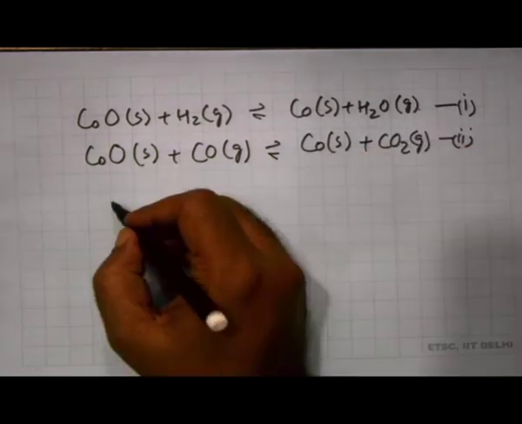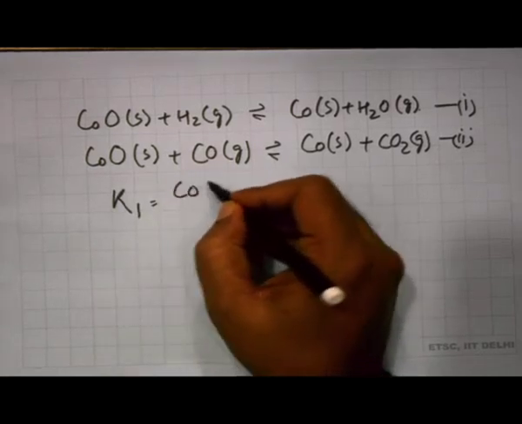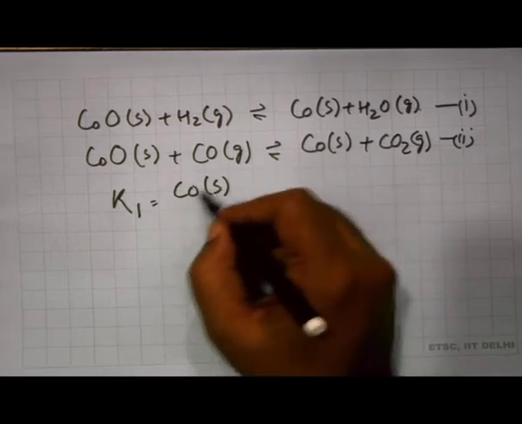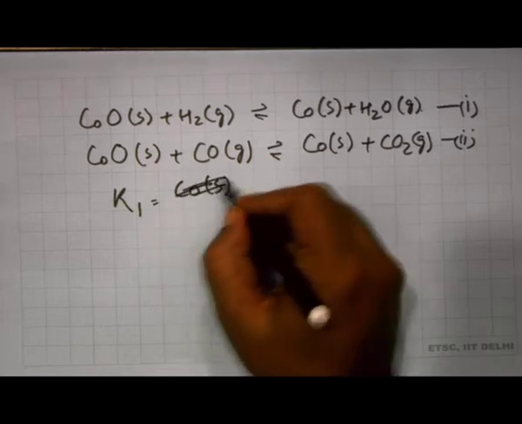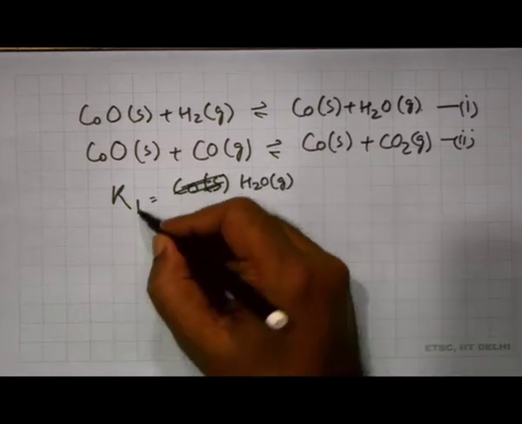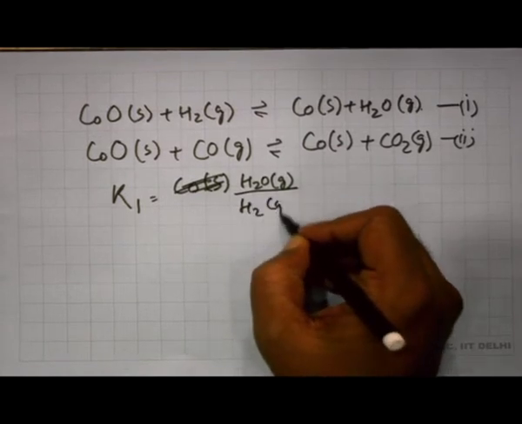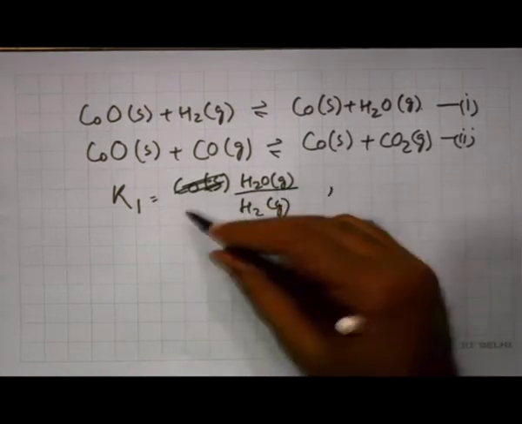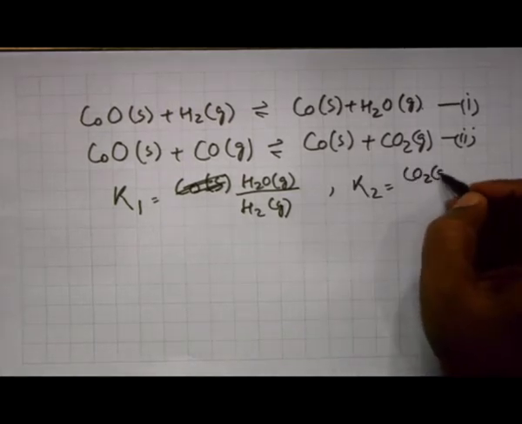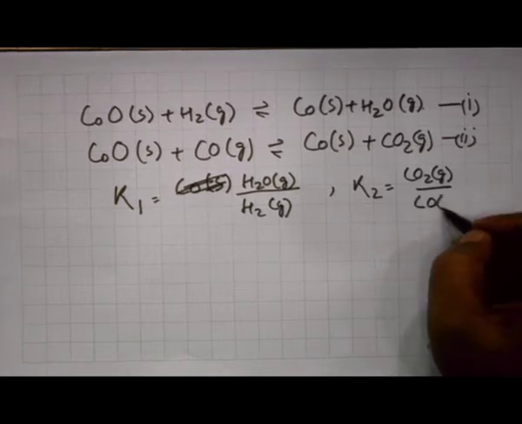Now, K1 for this reaction will be: solids we do not take, so we can just simply write H2O gas divided by H2 gas. For this one we can simply write K2 is equal to CO2 gas divided by CO gas.